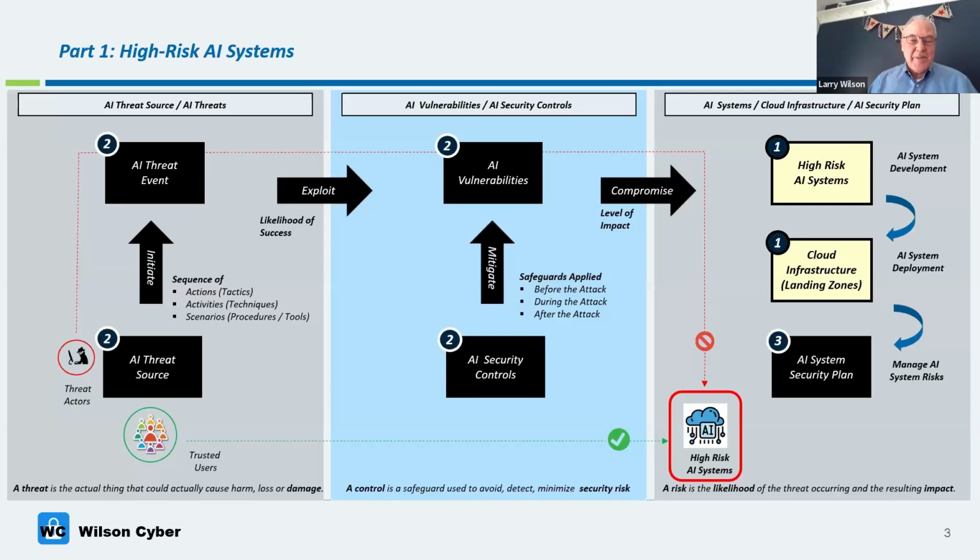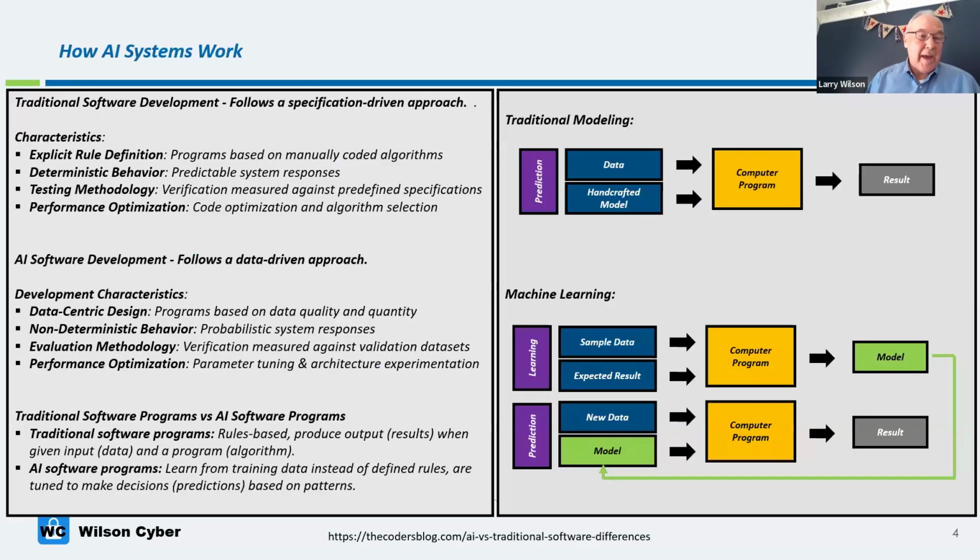And in all of them I use the same diagram because I like to show this as a model of threats, vulnerabilities, security controls, and assets. In this case, we're talking about assets. We're talking about high-risk AI systems and cloud infrastructure, which are the landing zones where those AI systems are deployed on. That's part one. Part two, we're going to talk about the threats, the vulnerabilities, and the controls. And then part three is the deliverable, a risk-based AI system security plan to manage those AI risks to high-risk systems. So let's start with how AI systems work.